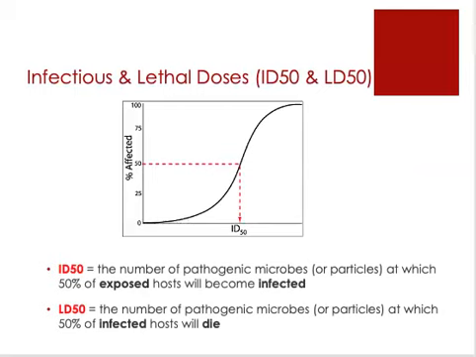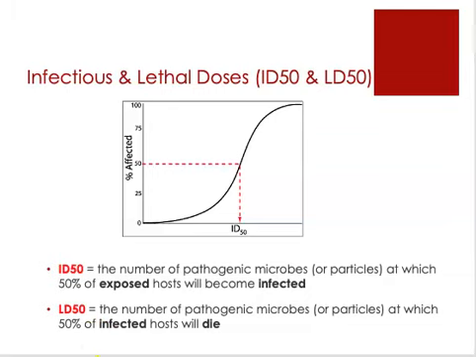Let's start first with the idea of infectious dose. There are two concepts we need to be aware of. One is infectious dose, and the other is known as lethal dose. And you'll notice the abbreviations include the number 50. ID50 or infectious dose 50 and LD50 or lethal dose 50 are terms that we associate with infectious disease.